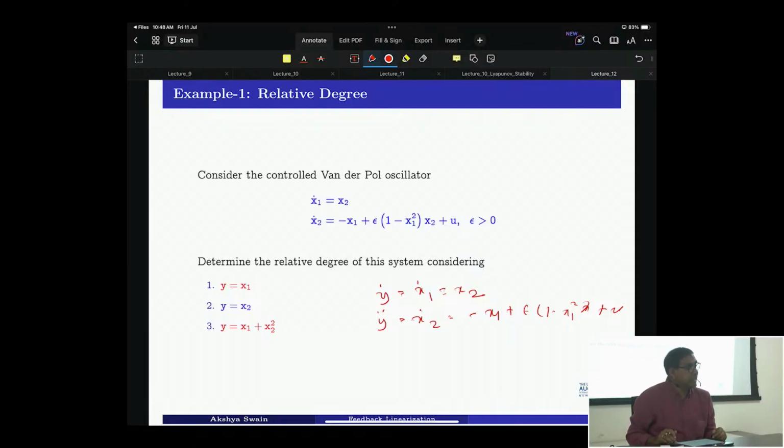Now let us change Y to be equal to X2. Y is equal to X2. If I make Y dot, what is Y dot? X2 dot. Is U appearing? So if I check Y is equal to X1, the relative order is 2. Y is equal to X2, relative order is 1. It is the number of times you differentiate until U appears.